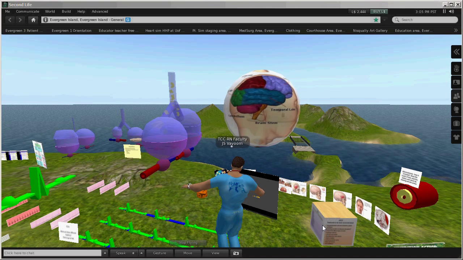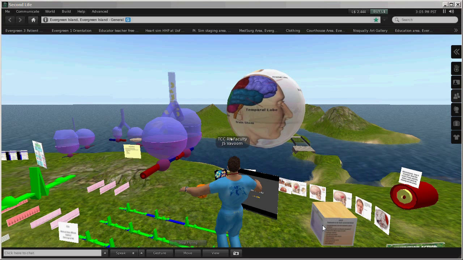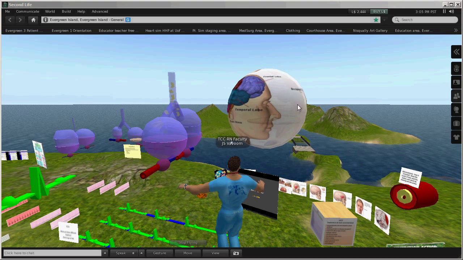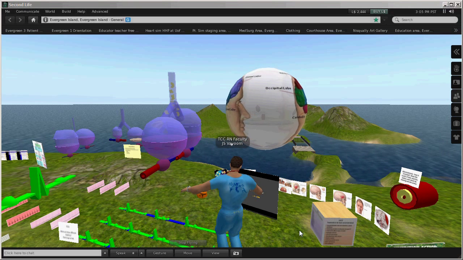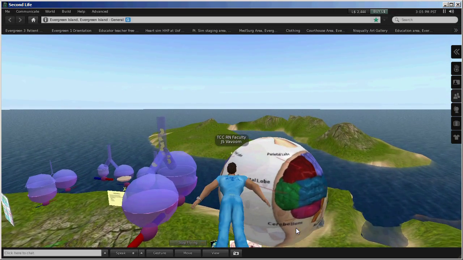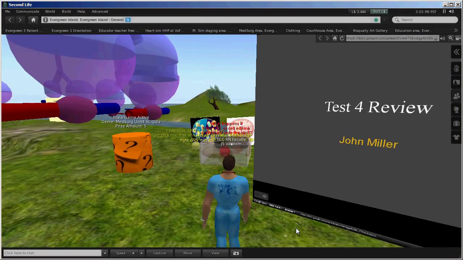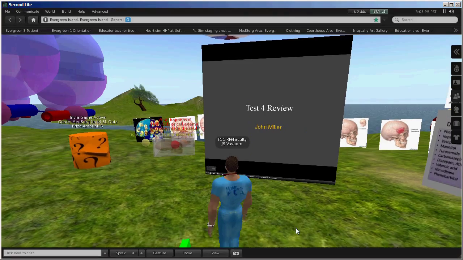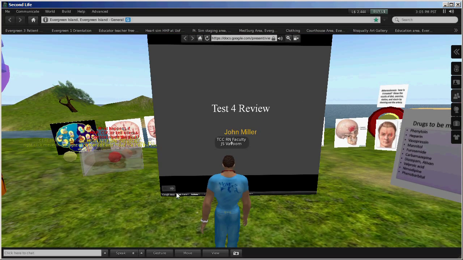This is a test review for Unit 4 for Nursing 211, and I'm flying above Evergreen. You can see a sphere rotating which has some of the different lobes of the brain. We're going to fly down where the slides are, and these of course are available on Google Docs, and the link is in Google Sites that we have for the course.